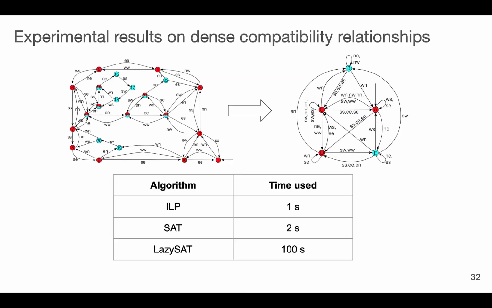Does lazy set always outperform set? The answer is no. Here's a Safari Park filter. It has a large number of states that can be merged, and most of the constraints are active. In this case, it takes longer for lazy set to incrementally add the constraints.